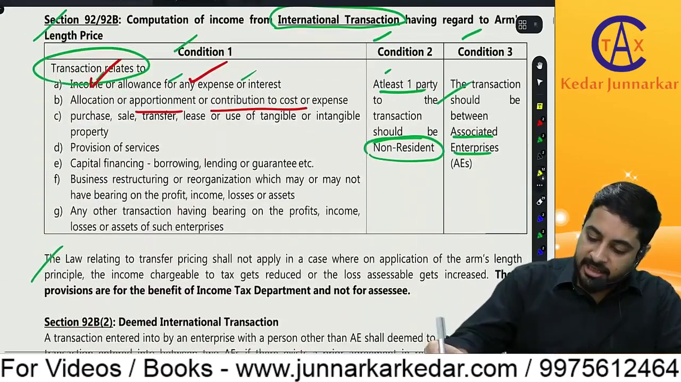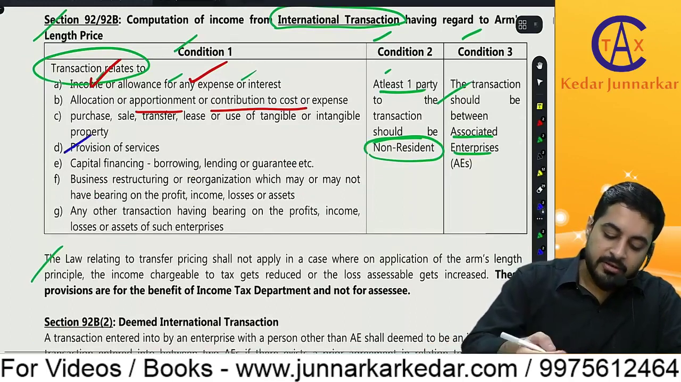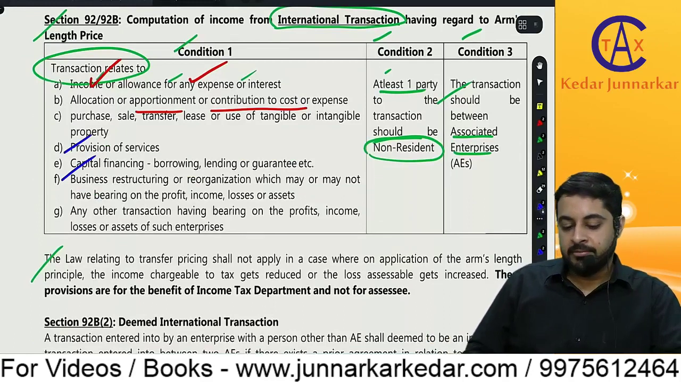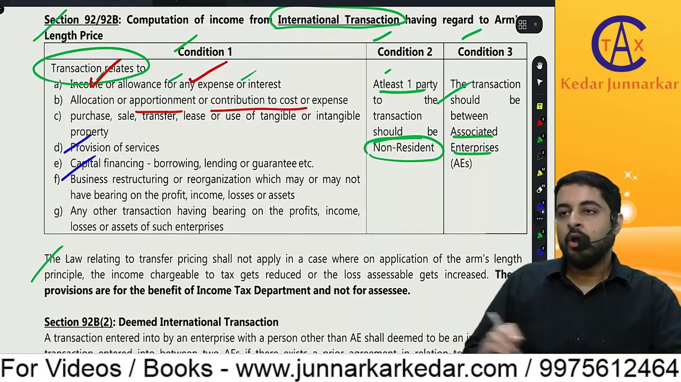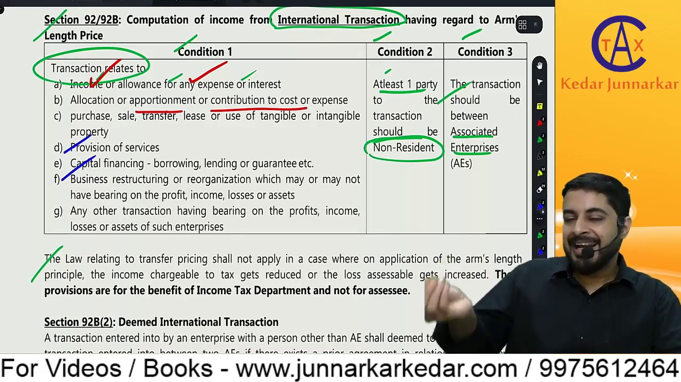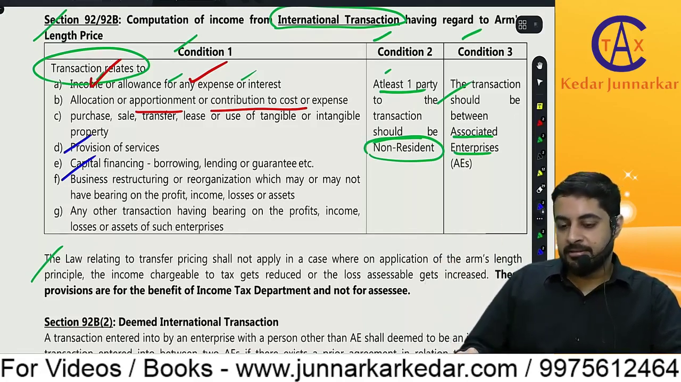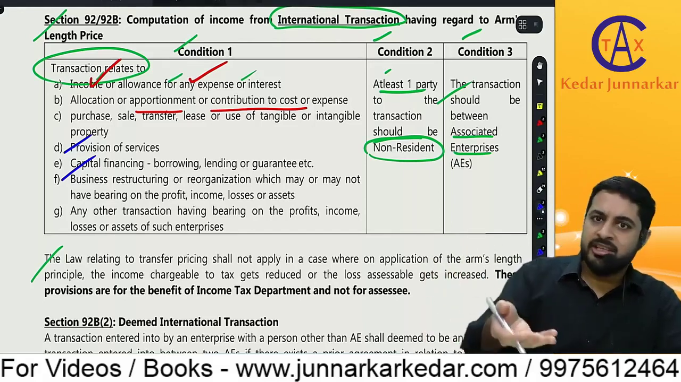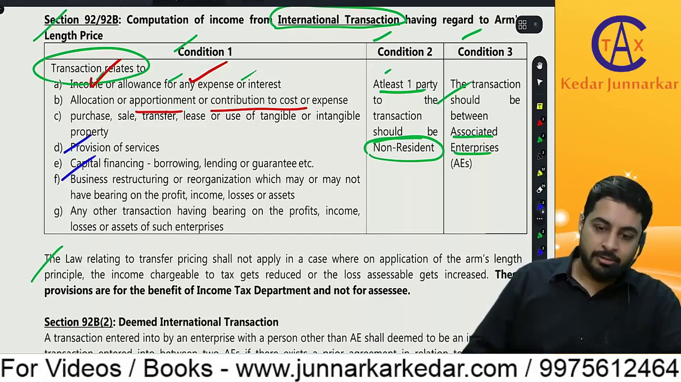Then other transactions are provision of services, capital financing, borrowing, lending, guarantee. So if a loan is given, what would be the transaction? Loan given won't be the transaction. Interest on that would be the transaction. So if excess interest is paid to the AE, then some part will be added. But if it is paid less, then in that case no adjustment.